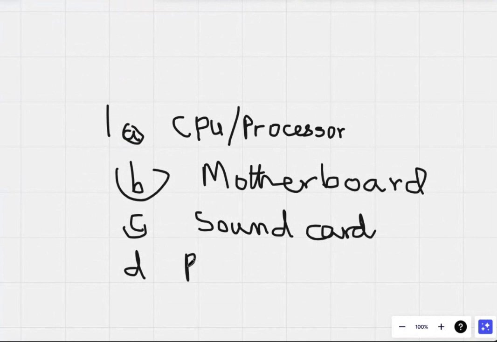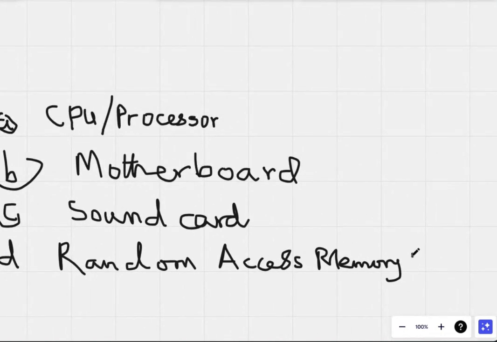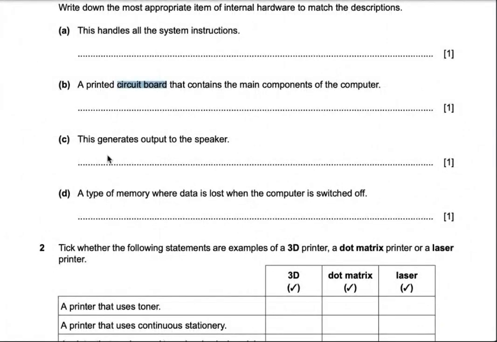So this is random access memory, or you can simply say RAM. This is the type of memory that carries out this kind of functionality. I think we're done with question 1 if I'm not mistaken. A type of memory where the data is lost when the computer is switched off is RAM.